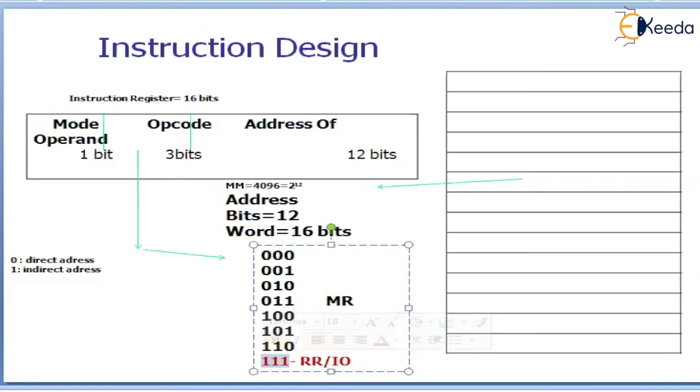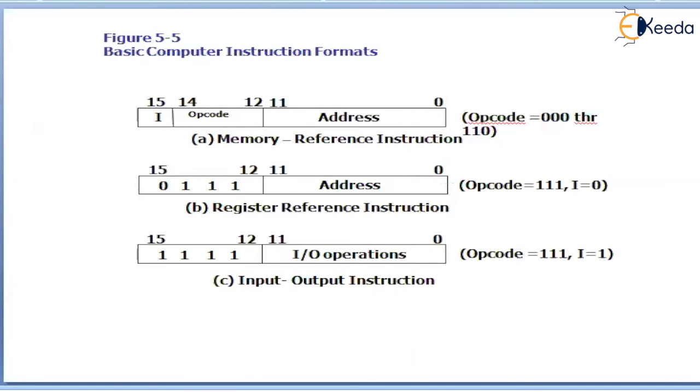Okay, let us stay focused. Now we discussed the memory reference instructions. That is, when the opcodes are from 000 to 110, then it is a memory reference instruction. Now, what is the register reference instruction? Of course, when the opcode is equal to 111. When the opcode is equal to 111, it could be register reference or IO instruction. Try to understand an important thing which gives you a shortcut to differentiate between register reference and the IO instructions.